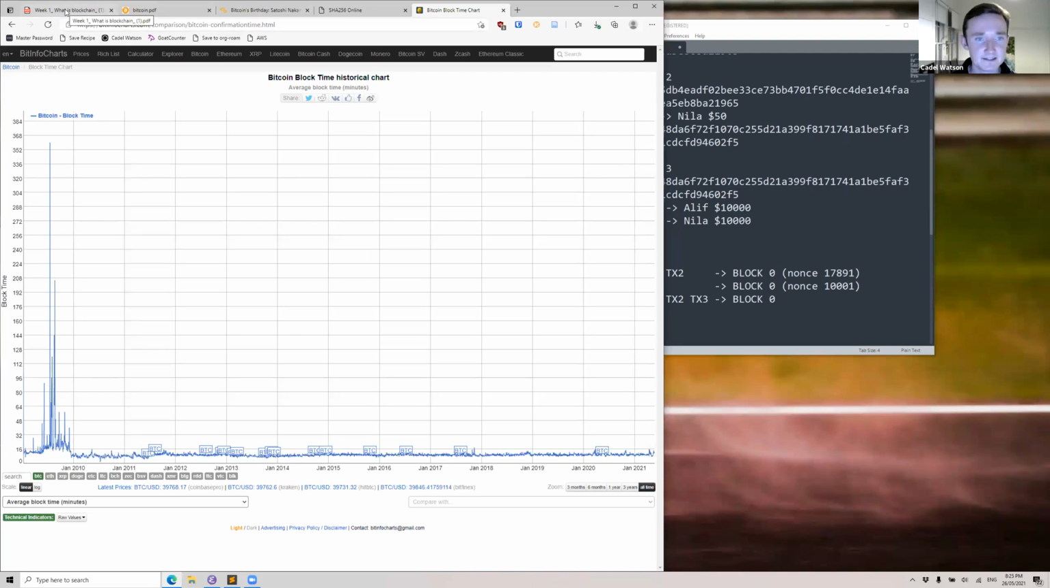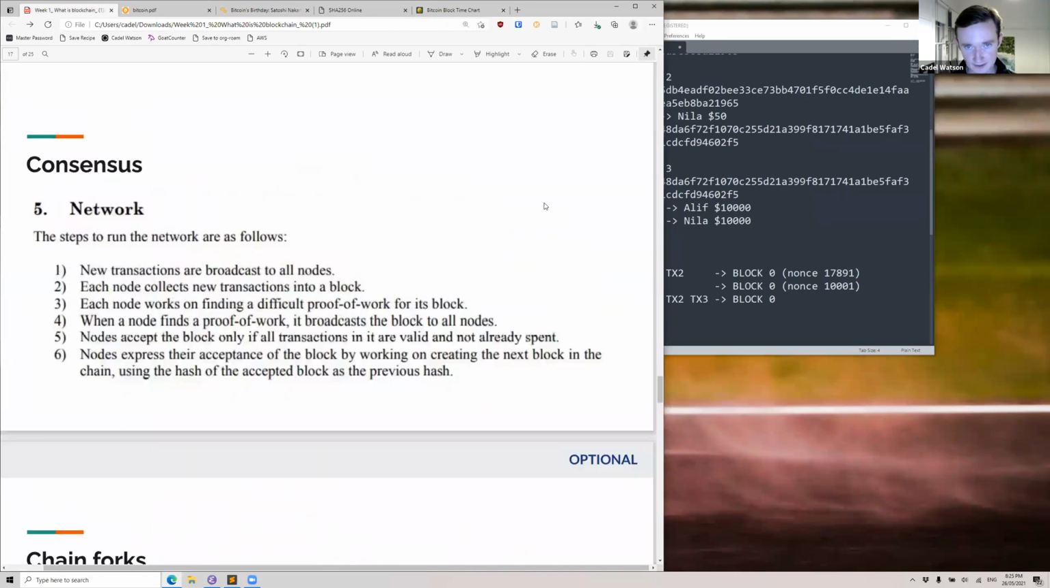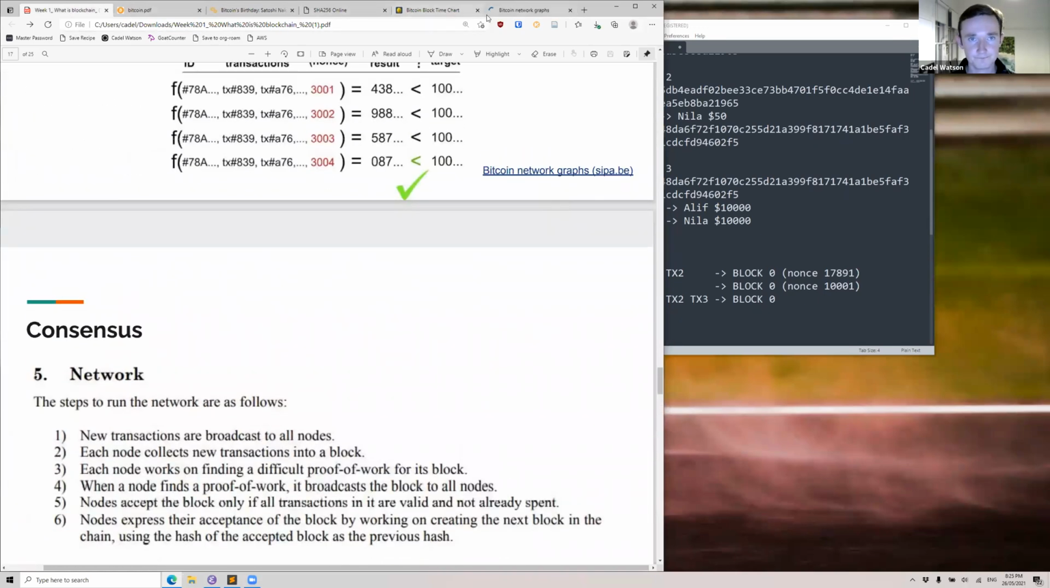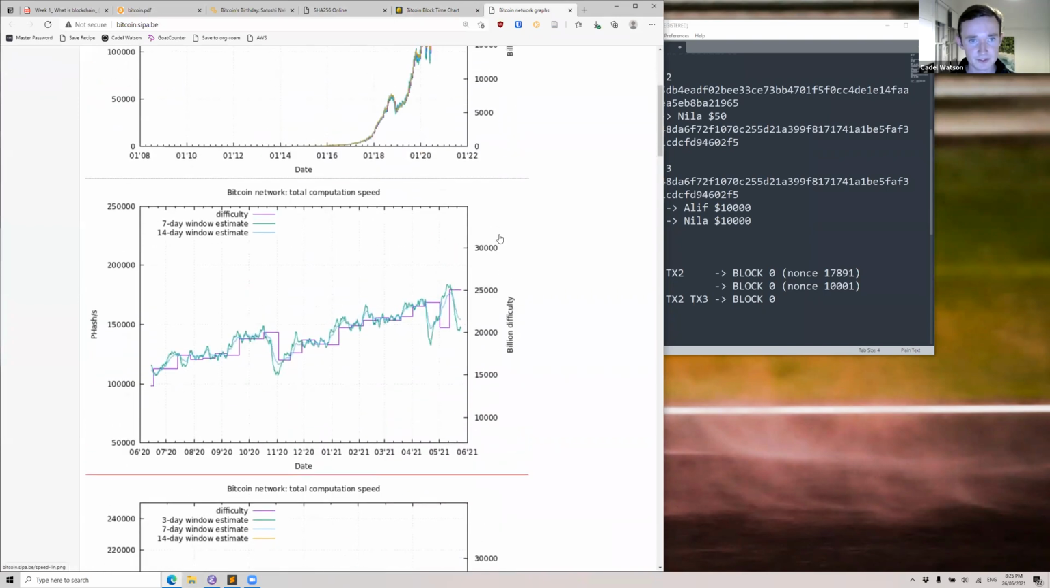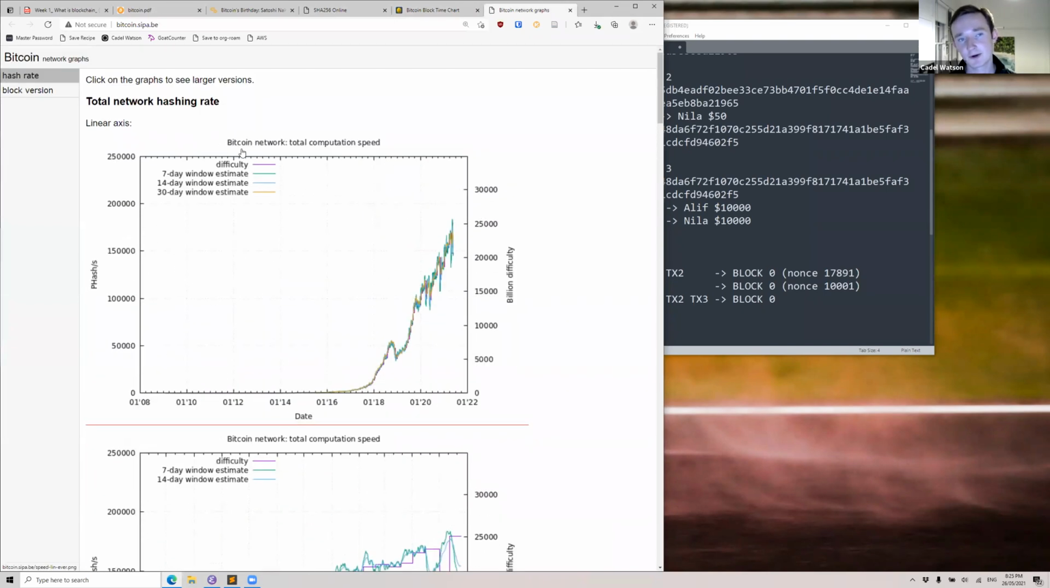And we can indeed see, if I go to the network graphs again, that the total speed of the network, the total computation power available, has increased massively from 2008 when it was created to now, right? So we would expect, if we didn't change the difficulty at all, for the block times to be coming down proportionally. It's looking like a downwards line.